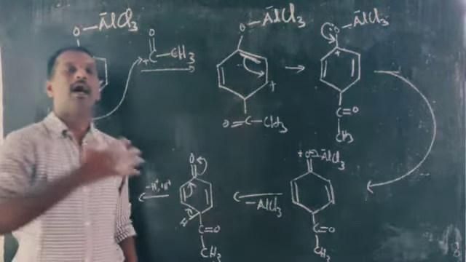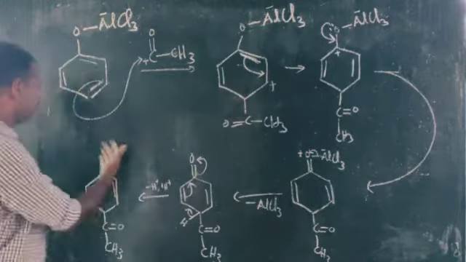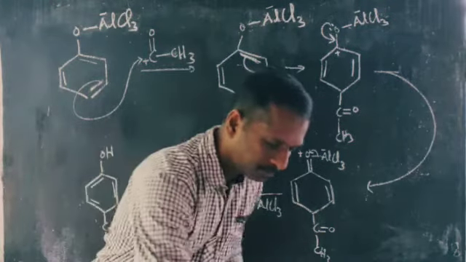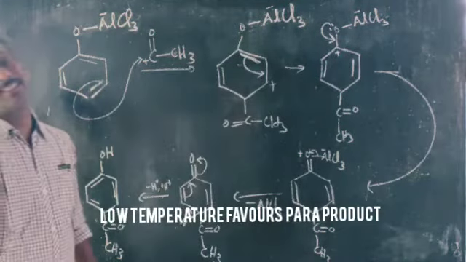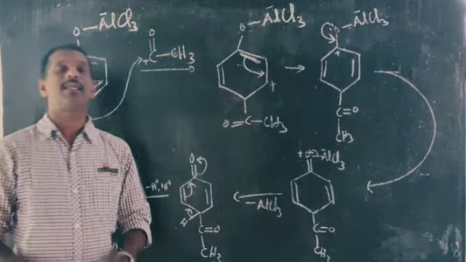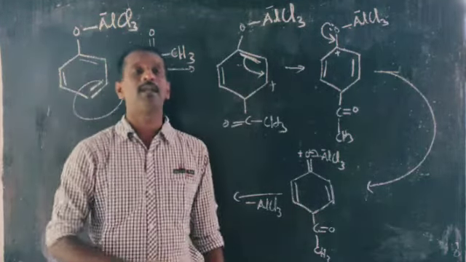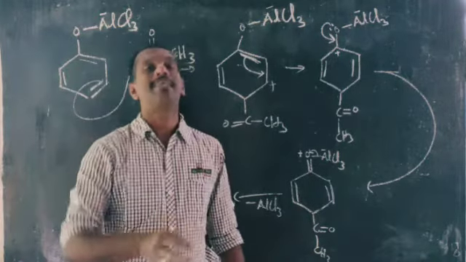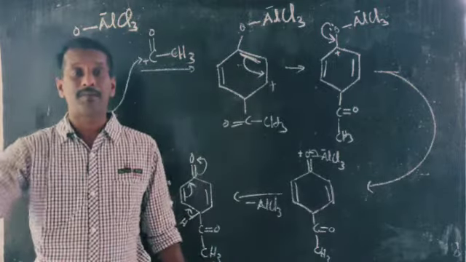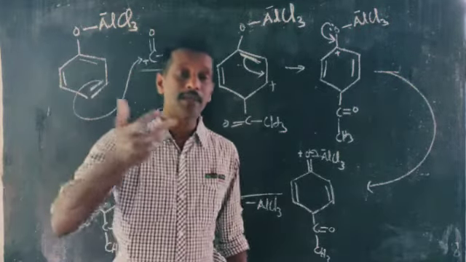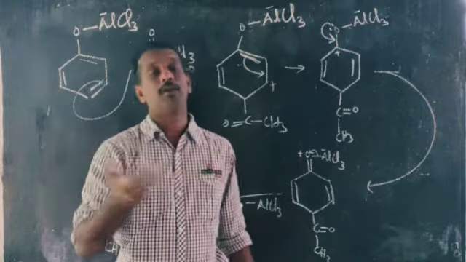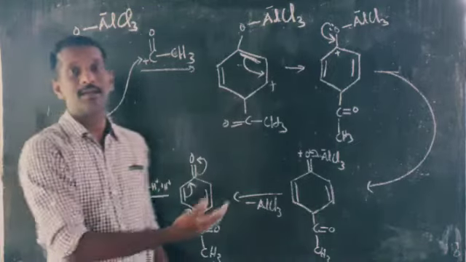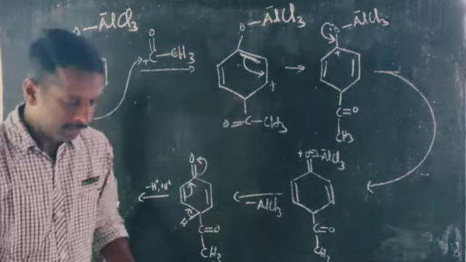So we get para-hydroxy acetophenone, and we get ortho and para-acylated phenols. This is what is Fries rearrangement. So Fries rearrangement is important for the preparation of hydroxy aromatic ketones. Hydroxy aromatic ketones cannot be prepared by simple acylation of phenol. This type of compound cannot be prepared that way. Therefore, this Fries rearrangement is important.